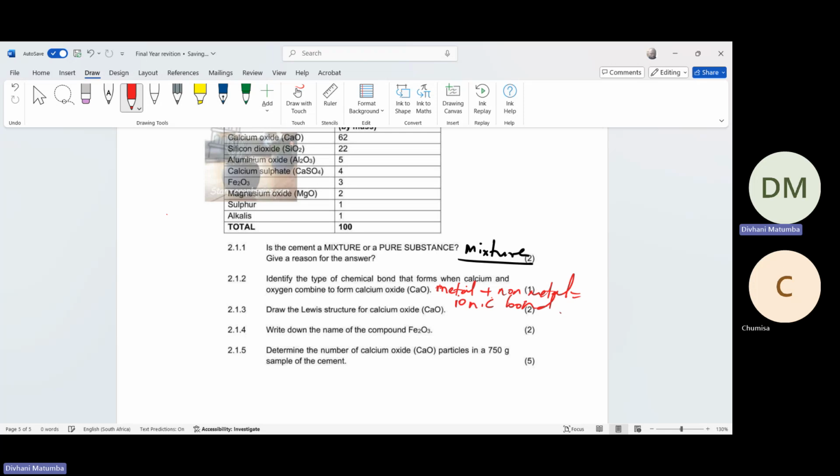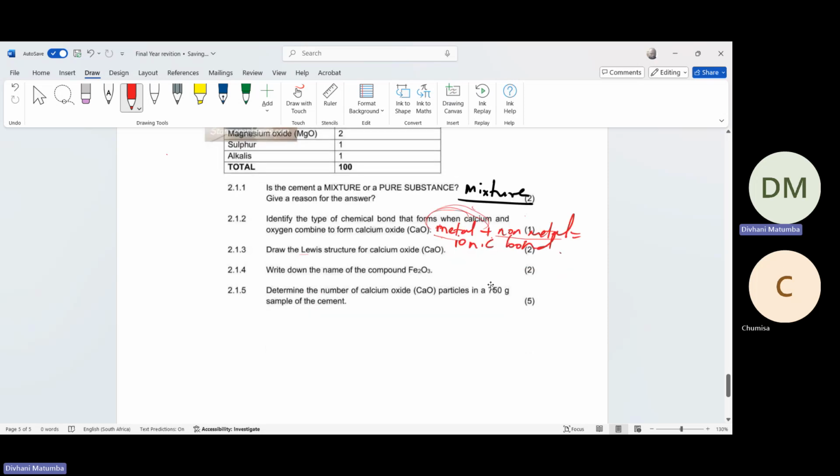So a bond between metal atoms within a crystal is called a metallic bond. And then a bond between a metal plus a non-metal is an ionic bond. A bond between a non-metal and a non-metal is a covalent bond, which involves sharing of electrons. Okay. Kumisa, are you still there? Yes, sir. Okay, perfect.